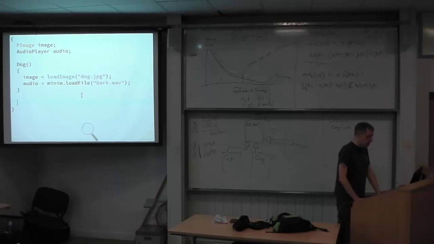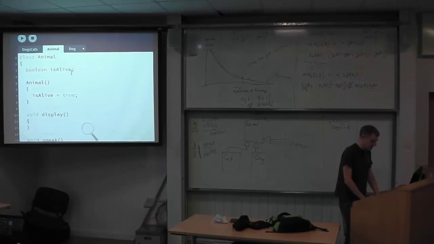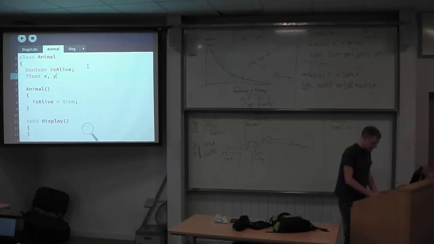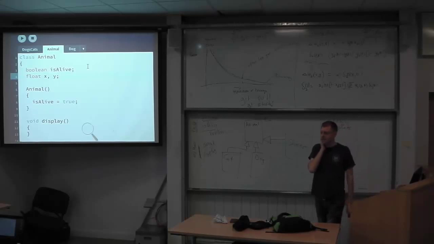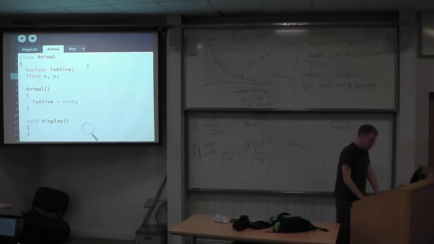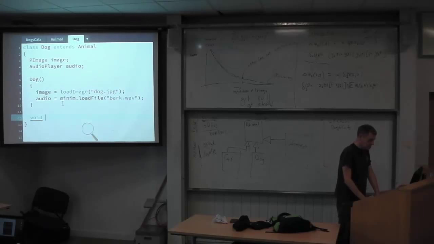Okay, so let's now override those two methods from the base class. Let's put some more things into the base class. I'm thinking maybe what we should do in the base class is put in a float for X and Y. So the floats X and Y are where we're going to display the PImage. So let me put that into the base class. And in the dog, okay, yeah, let's go void display.